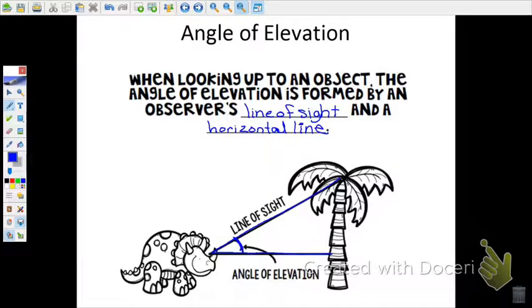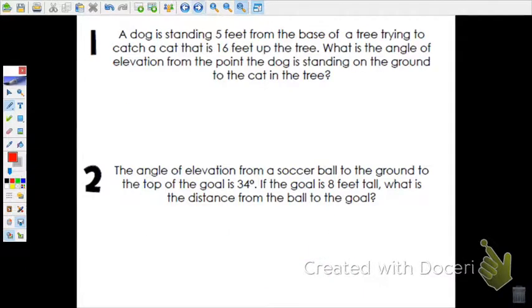I can see if I draw a vertical line down my tree, I then have a right triangle, and I would be able to use information from our trig ratios to solve depending upon the information they give us. So we're just applying our word problems to be able to use our trig ratios. So let's take a look at some examples.